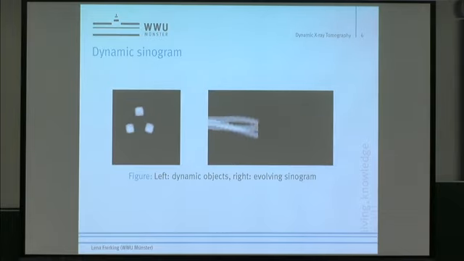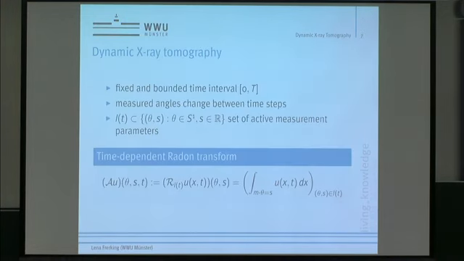Okay, since this is a little bit different, we also have to adapt the definition of the Radon transform a little bit. And therefore we assume to have a fixed and bounded time interval, which is here [0,T]. Since the objects are moving in between the time steps, it's of special importance to notice that also the measured angles do change between the time steps. So therefore we need to define the set of active measurement parameters, which is denoted by I, and the set basically contains those angles that are active at every single time step.